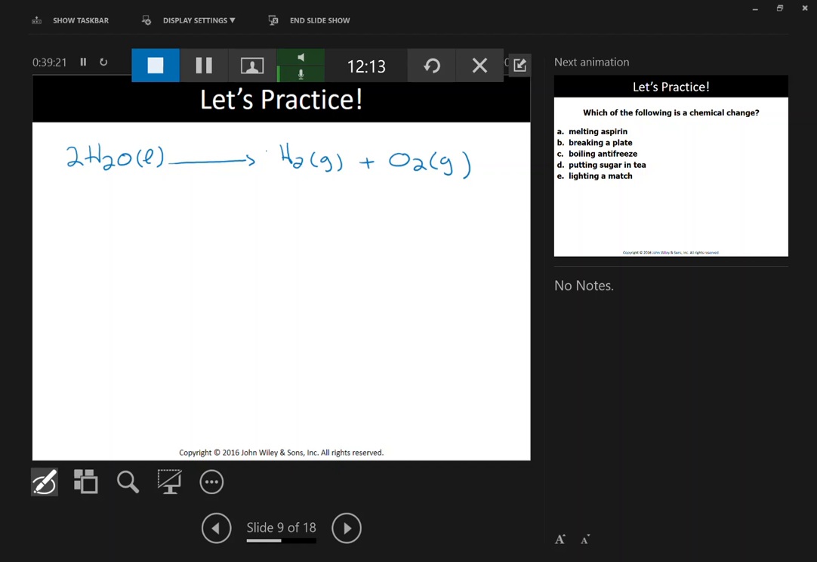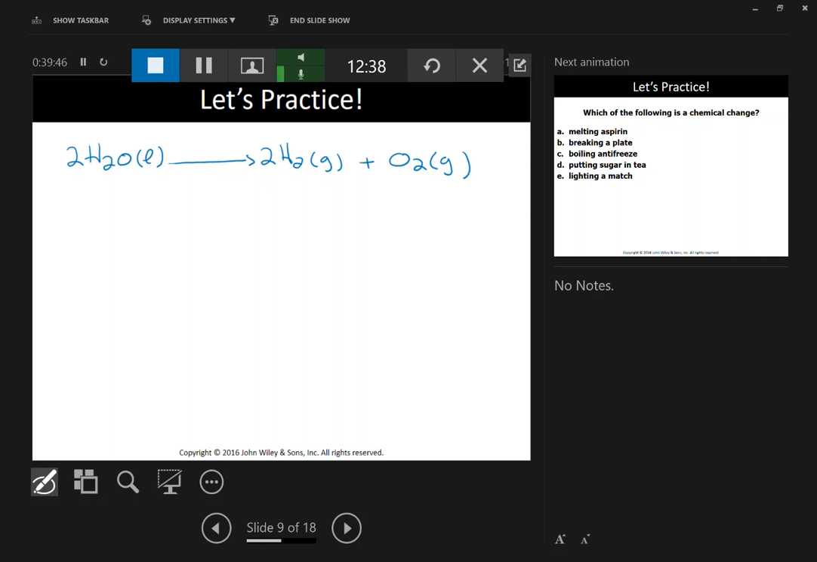So the coefficients I put here are for balancing the reaction. We'll talk about them and we will actually learn how to come up with this. So this equation represents a decomposition of water. When I look at this, I can tell that if you have liquid water and decompose it, it will decompose into hydrogen gas and oxygen gas.